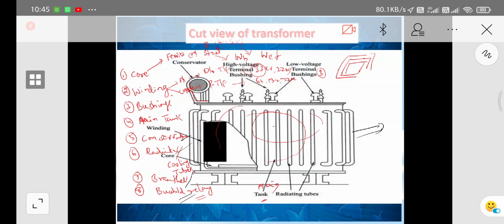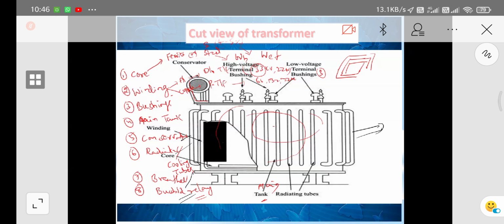Like core, winding, bushings, main tank, conservator tank, and radiator. The function of the radiator is to increase the surface area of the main tank. And what about the others here? Breather, coolant tubes. The coolant tubes cool the oil here. And the breather: whenever moisture enters, the breather should breathe in the moisture, because silica gel will be there in the breather.